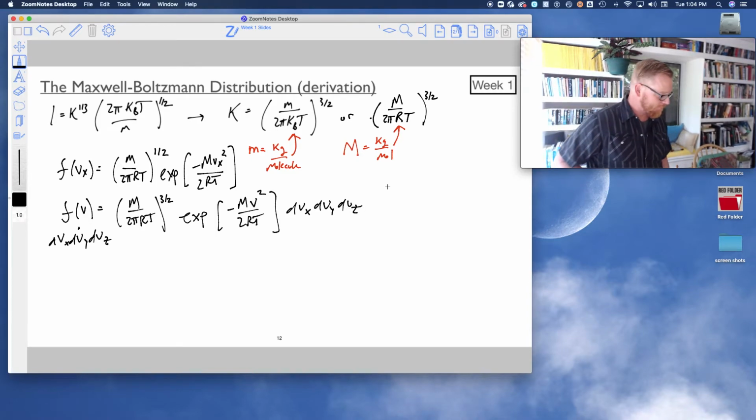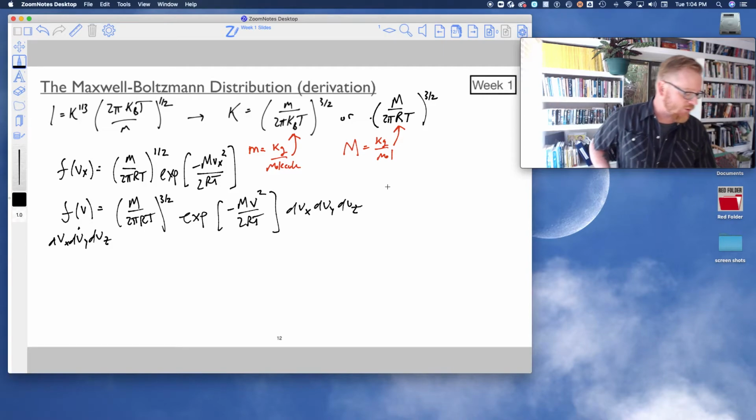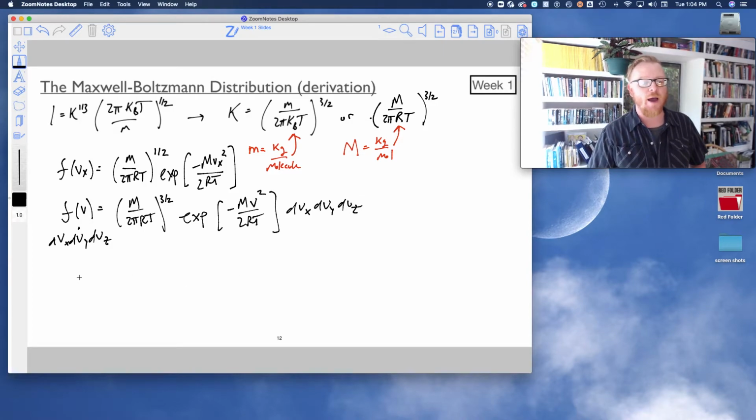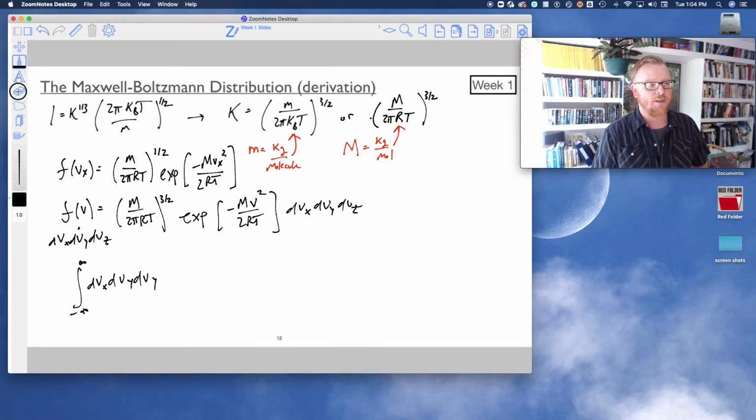Okay? And I also recognize that in my volume element here, if I take the integral from negative infinity to infinity of that volume element, dVx, dVy, should be a z.